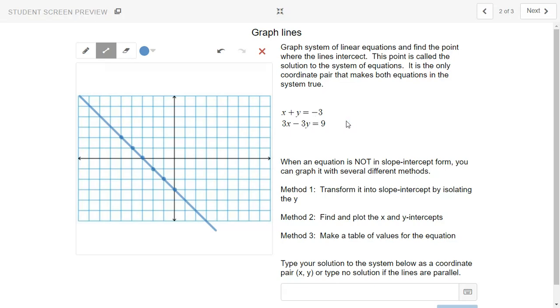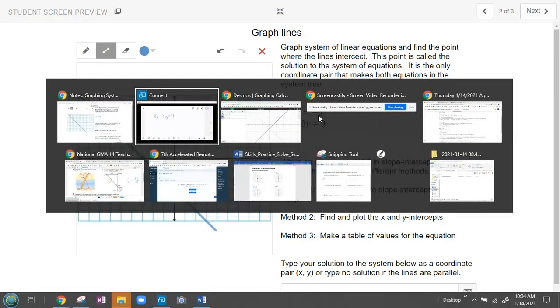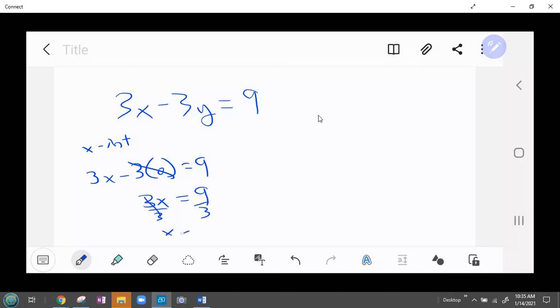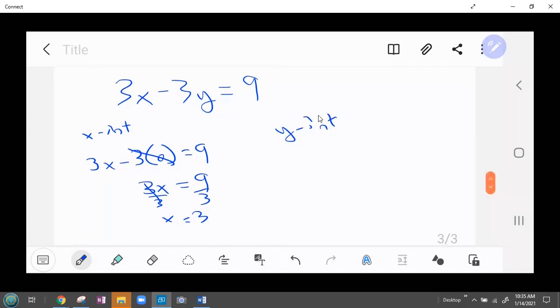All right, and now I'm ready for my other equation in this system, and I'm ready to find the intercepts. Remember, find my x-intercept by plugging in 0 for y. So 3x minus 3 times 0 equals 9. That part cancels out, so I just get 3x equals 9, divide by 3, divide by 3, x equals 3. And I should write that as a coordinate pair just to help myself out. There you go, (3, 0).